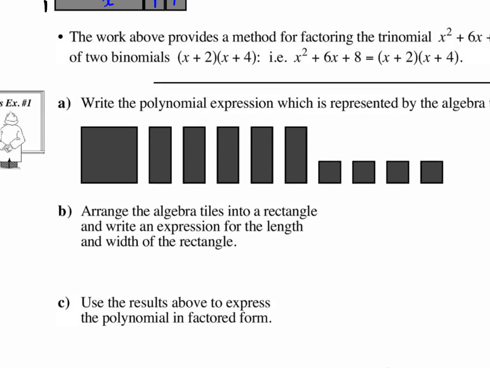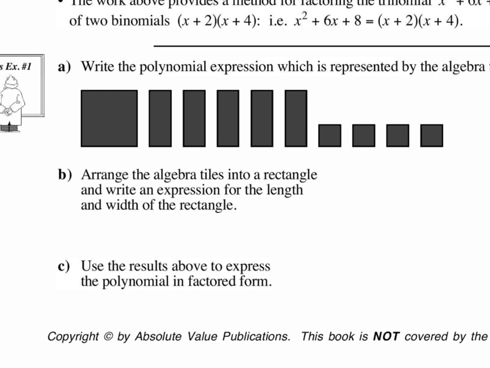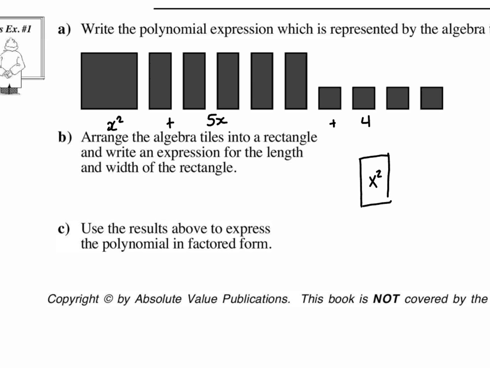Okay, let's try one together. We have how many x squareds? 1. How many x's? 5 x's and plus 4 ones. Let's try and form a rectangle. So your x's always go beside the x squared or below. We could either do 1 and 4 or 3 and 2 with our x's, splitting them up. What would we do? 1 and 4. Why is it 1 and 4? Then we can fit the 4 ones in.